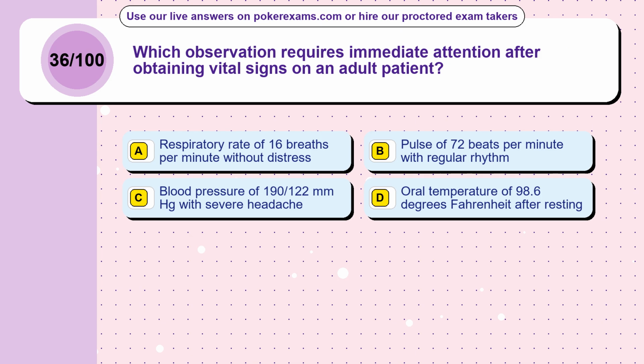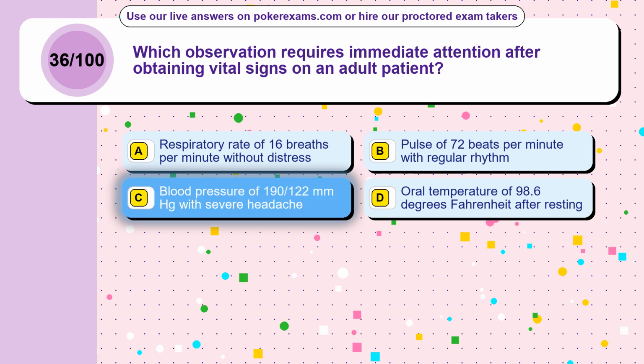Question 36. Which observation requires immediate attention after obtaining vital signs on an adult patient? Option A. Respiratory rate of 16 breaths per minute without distress. Option B. Pulse of 72 beats per minute with regular rhythm. Option C. Blood pressure of 190/122 mmHg with severe headache. Option D. Oral temperature of 98.6 degrees Fahrenheit after resting.